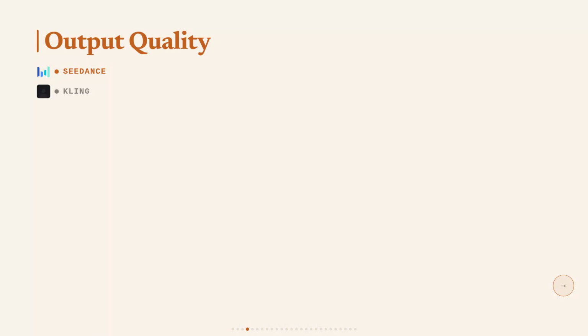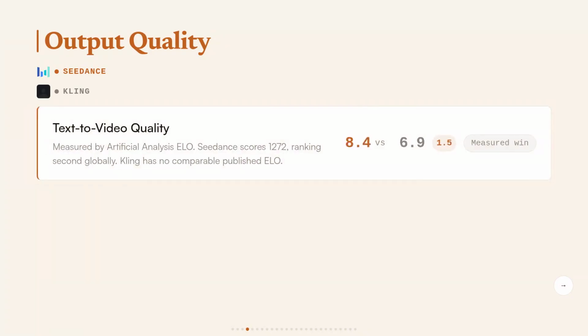the clock. On Artificial Analysis, the blind vote benchmark where real users compare clips side by side and pick a winner, Seedance scores 1272 ELO on the text-to-video leaderboard, which ranked it second globally. It also scores 1198 ELO on the Dreamina 720p image-to-video leaderboard. Kling didn't have a comparable published score on those same boards.